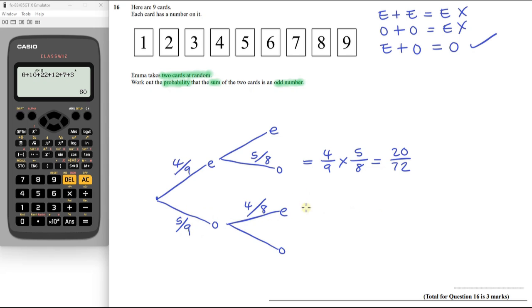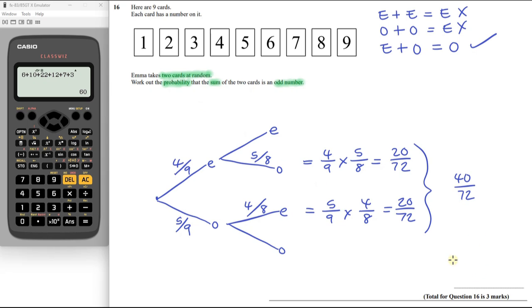Or we could go in this direction. That's going to be 5 over 9 times 4 over 8. That's exactly the same, so that is 20 over 72. So we can take either one of these routes and that will give us an odd total. So we can just do 20 over 72 plus 20 over 72. That gives us 40 over 72. So that's going to be my answer.